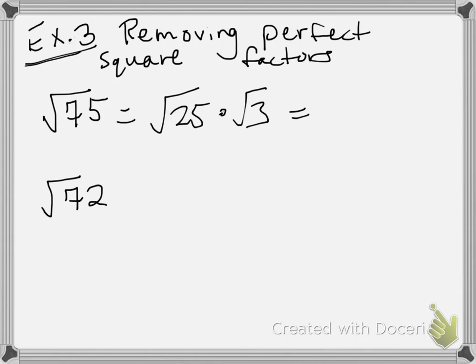25, square root of 75 is equivalent to this. This is equivalent to 5 square roots of 3.